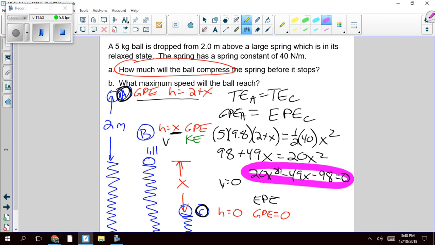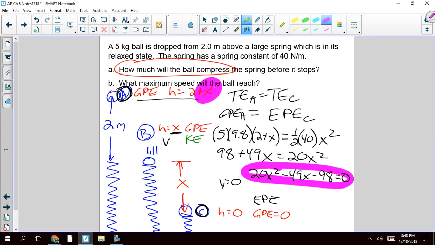We've chosen x to be a positive value, right? Because of how we, like that yellow, or that pink rather. We chose x to be a positive value because we want this height to be bigger than 2, right? So we're going to do the quadratic formula here. Pick the positive value, and if you do that, your x turns out to be 3.75 meters.